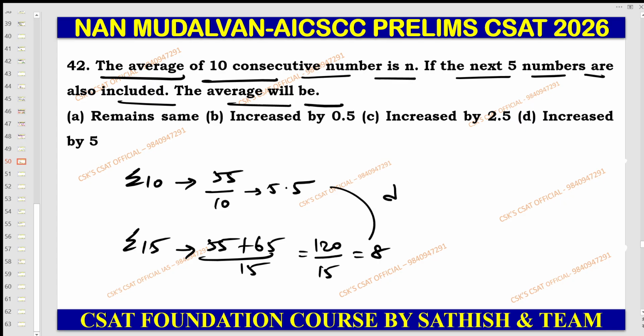What is the difference between them? Earlier it was 5.5, now it becomes 8. So it increases by 2.5. Everyone understood? Simple question. That is why you need to have some basic ideas about summation. Directly you can know summation 10 means 55, summation 15 is nothing but 120. If you know such a logic, you can answer this kind of question within less than a minute. Understood? So let's move to the next.